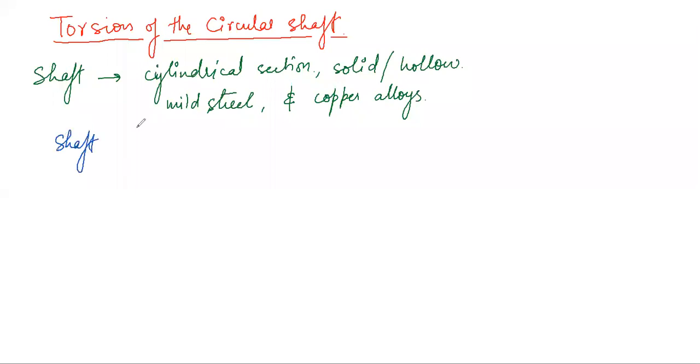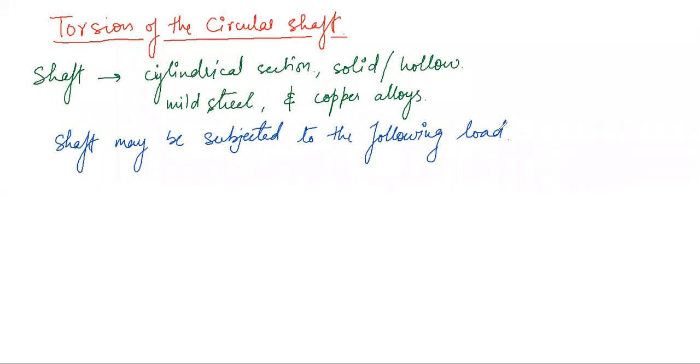We can see that the shaft may be subjected to the following loads, right? So we can see what kind of loads a shaft experiences. The shaft can experience the torsional load, and this happens because of the torsion moment. We'll see what the torsion moment is. But let's first define what loads there are. The first load is the torsional load, right?